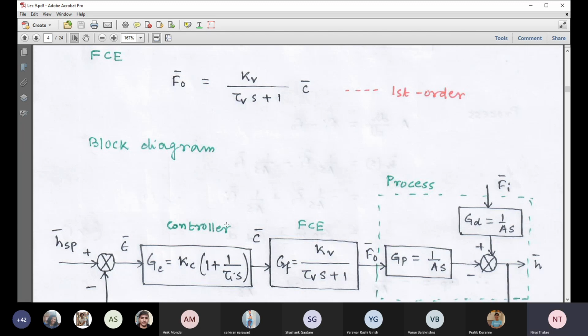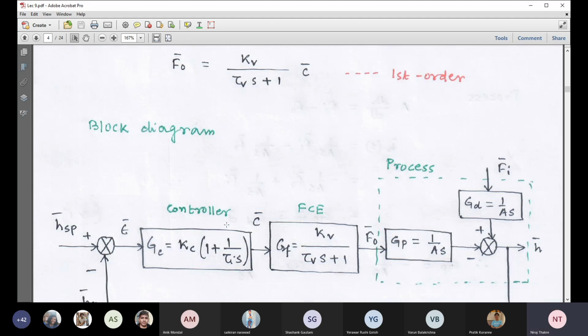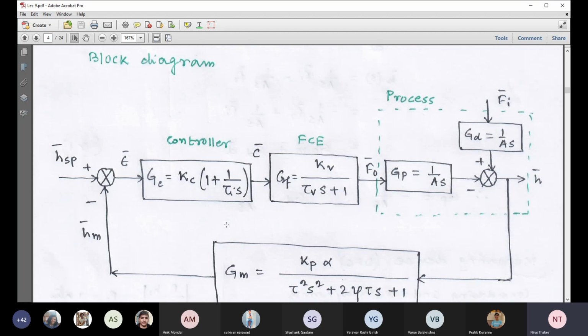We have discussed the 5 individual transfer functions. Now we can develop the block diagram accordingly. You see, this is the block diagram. If you want, you can draw this block diagram. First, we have the process, the transfer function for the process. You see GP and GD. Then we have discussed the controller. Then this is the measuring device. And this is the final control element.